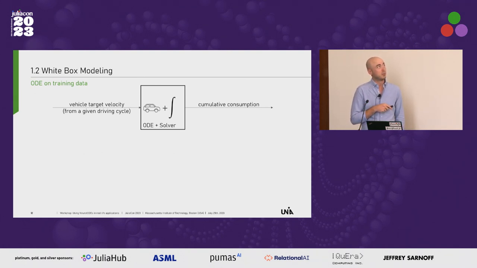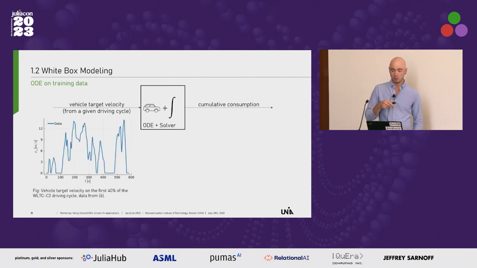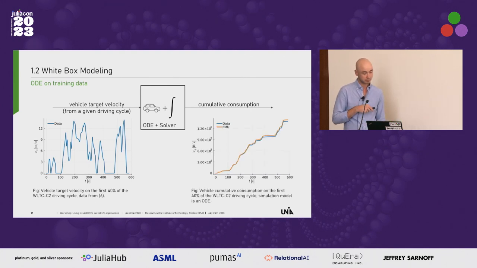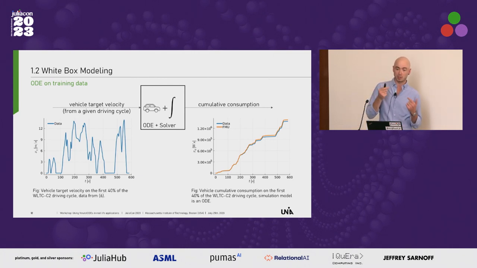So let's check out how the physical model performs. We put in the first 40% of the WLTC driving cycle and retrieve a solution, our cumulative energy consumption. If you compare the data, in blue, and the simulation results, in orange, we see this is really not that bad. We have only a very small deviation here. This deviation is a real modeling error that happened during model development. This model was developed by very good simulation engineers, so this is nothing artificially induced just for this workshop. It's a real model. So let's check this on testing data.